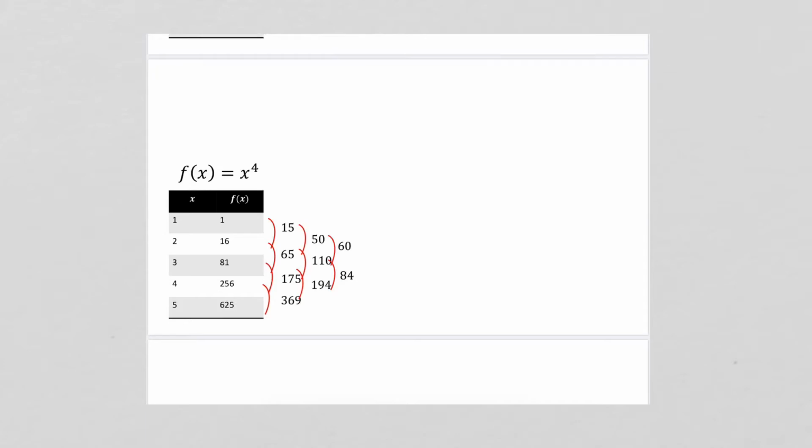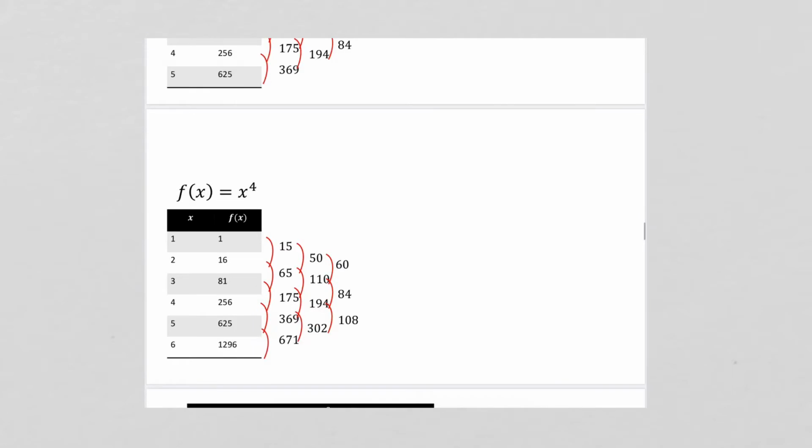So not to worry, let's just add one. I'm going to add x equals 6. So x equals 6, there's the output. Okay, so then 625 to 1,296 is 671. And then the difference from 369 to 671 is 302. Difference from 194 to 302 is 108. And now we have a difference of 24 and a difference of 24. So the fourth layer is linear. And this is a degree 4 function.